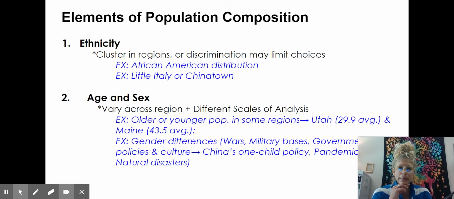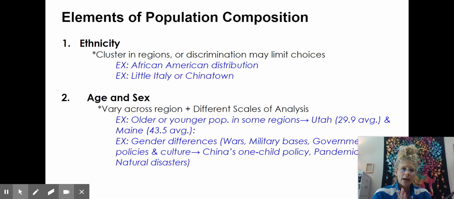All right, the big first concept is elements, and there's two elements. It's going to be ethnicity, and then the second element is going to be age and sex. This is basically, when we look at population pyramids, these are the two main elements that geographers would look at to study population patterns. Okay, the first one, ethnicity.